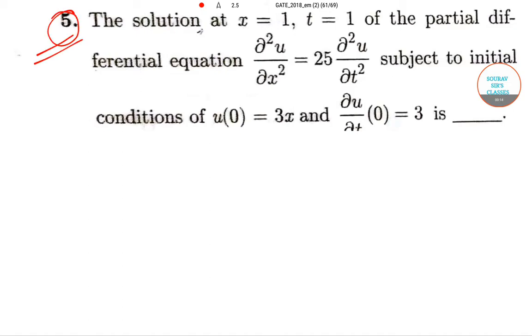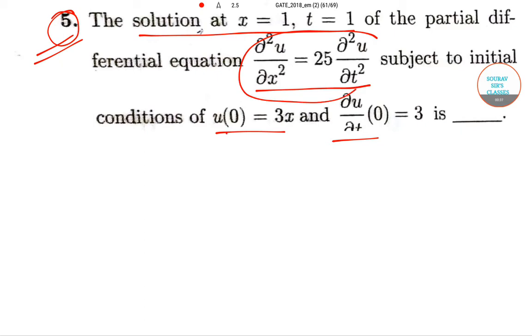In question number 5 it has been said that the solution at x equal to 1, t equal to 1, of the partial differential equation del square u upon del x square is equal to 25 del square u upon del t square, subject to the initial conditions u(x,0) is equal to thrice of x and du/dt at 0 is equal to 3. So we need to find a solution of this partial differential equation subject to these initial conditions. So let's proceed.